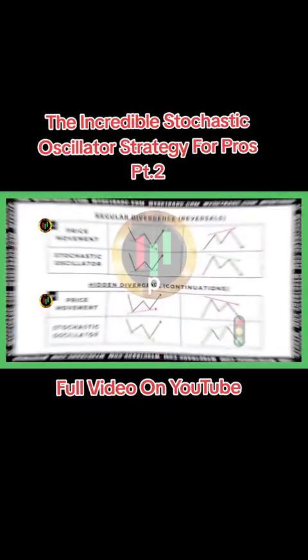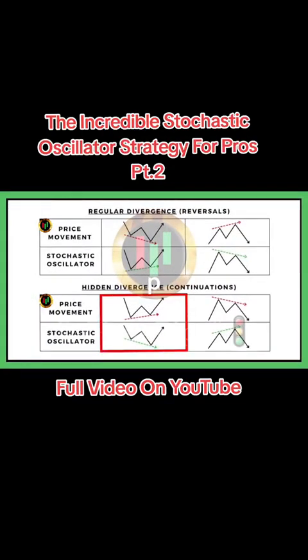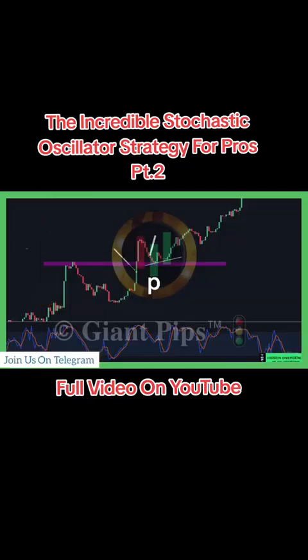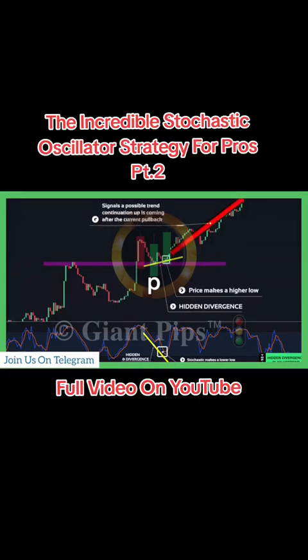Now, moving on to hidden divergence in an uptrend. You have a moving uptrend. Price makes a higher low, whereas the stochastic makes a lower low, which is a divergence in direction between price and the indicator. This signals a possible trend continuation upwards is coming after the current pullback.